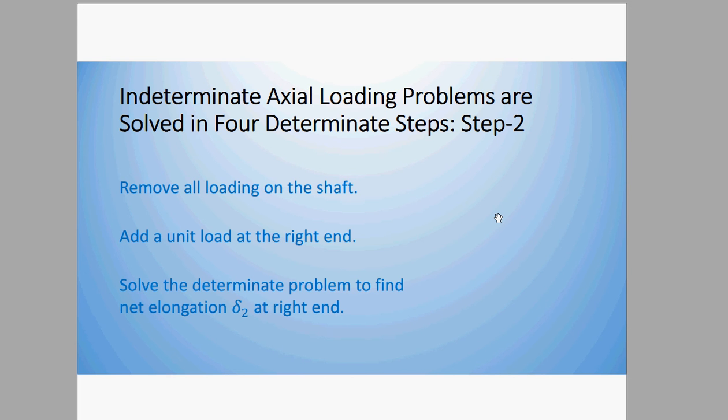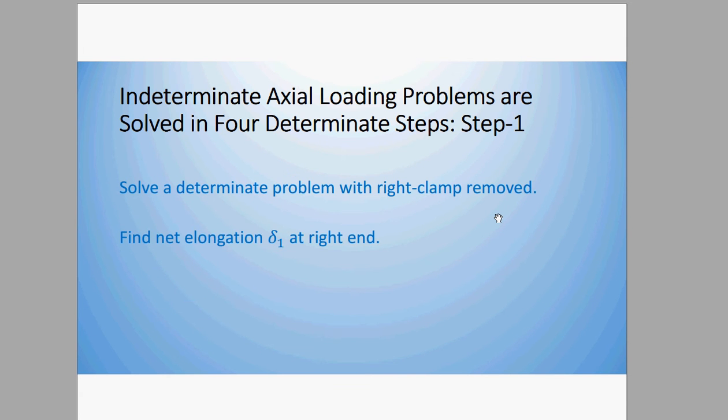So once you have done that, then it's time to look at the shaft with all of the loads removed, and you put a unit load on the right end where the right clamp would be. A unit load is effectively a value of 1, making it a unit load. And then you can resolve the problem for the elongation, and that gives you delta 2.